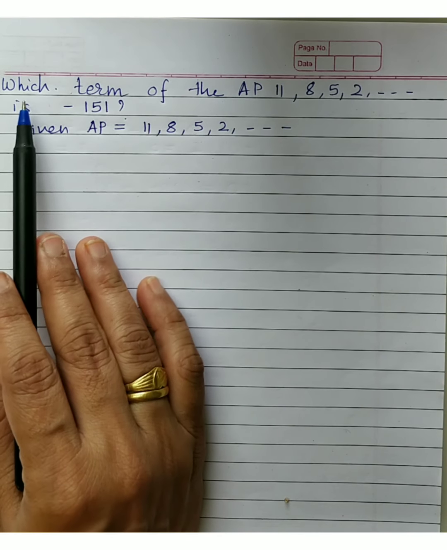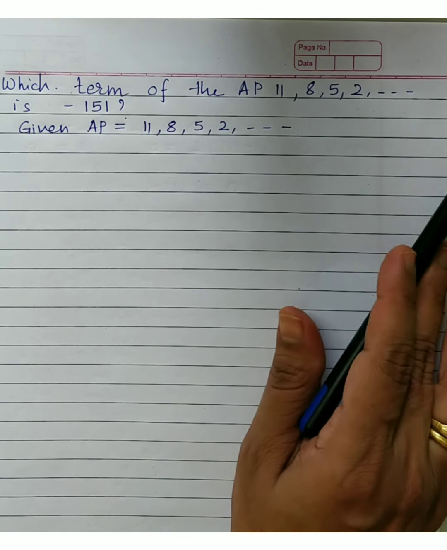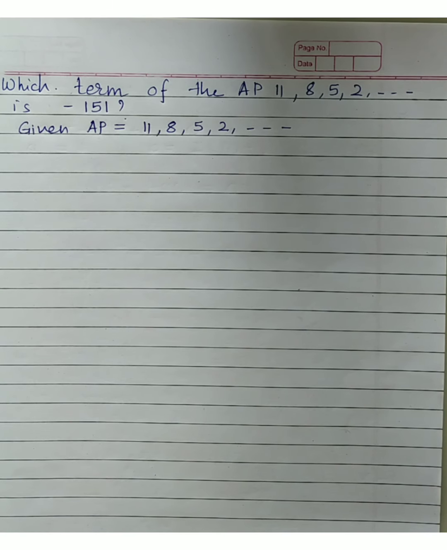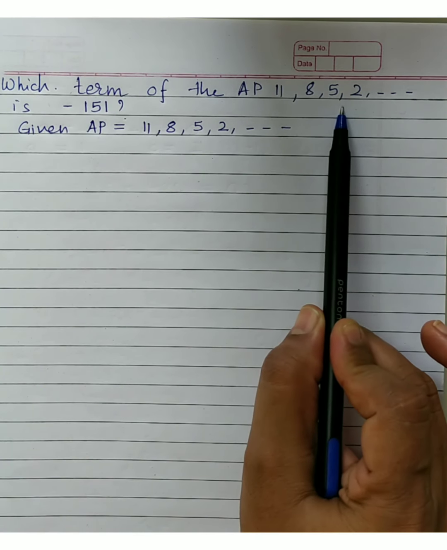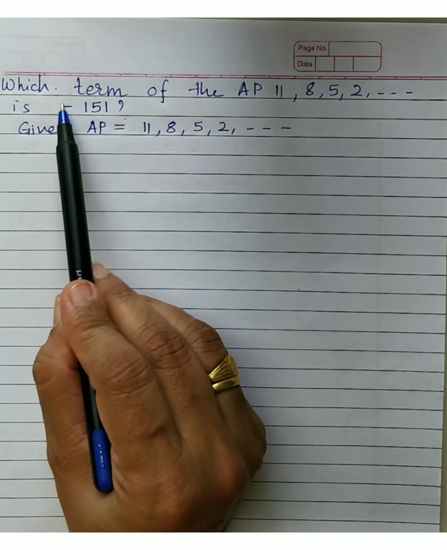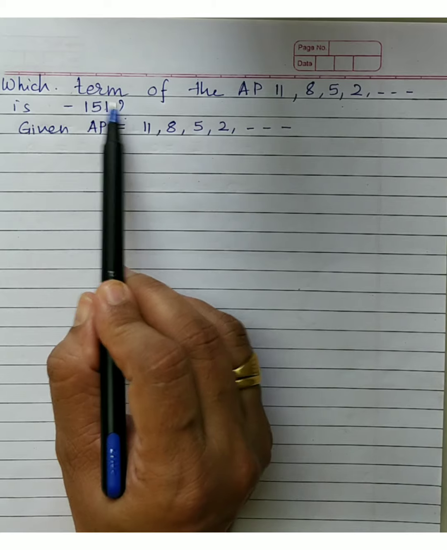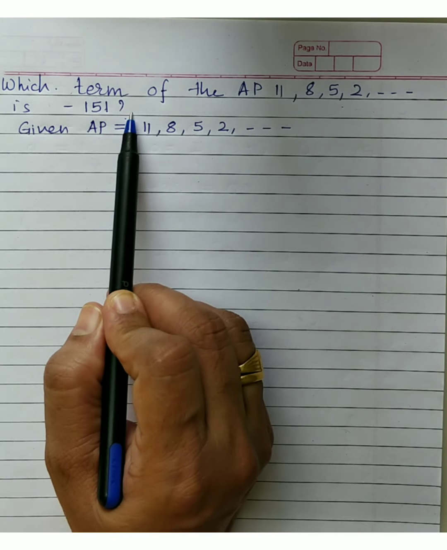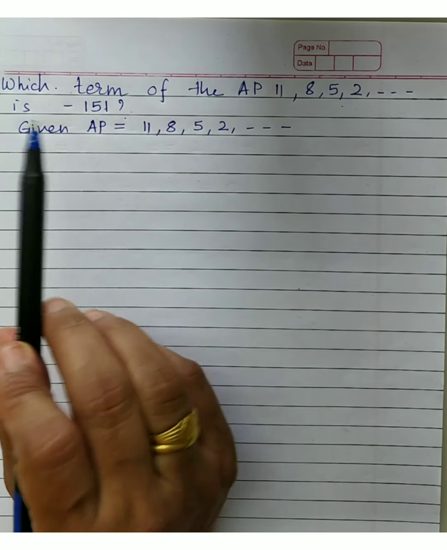Another question: which term of the AP 11, 8, 5, 2 and so on is negative 151? What you need to understand is that it is mentioned to be an AP, right? And in this AP there is some term negative 151. You have to find which term it is, that is, at which place negative 151 will be there. In short, you need to find the value of n over here.